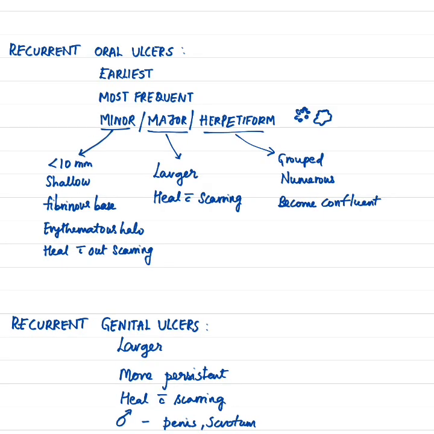The recurrent oral ulcerations are the earliest and the most frequent manifestations. The aphthous ulcers can be minor, major or herpetiform. The minor ulcers are less than 10 mm in diameter and shallow with a fibrinous base. They also have an erythematous halo and heal without scarring. The major ulcers are larger, more than 10 mm in size, and heal with scarring.